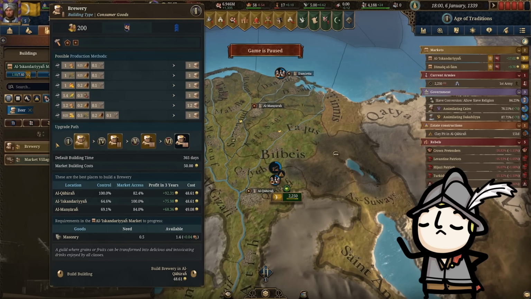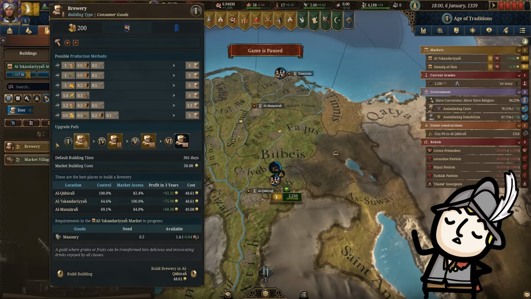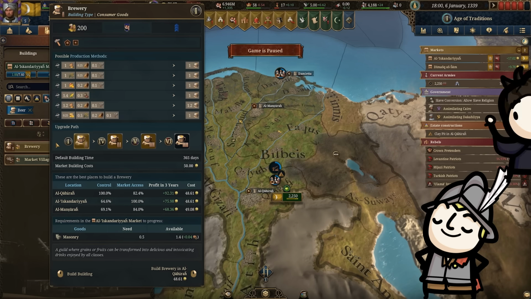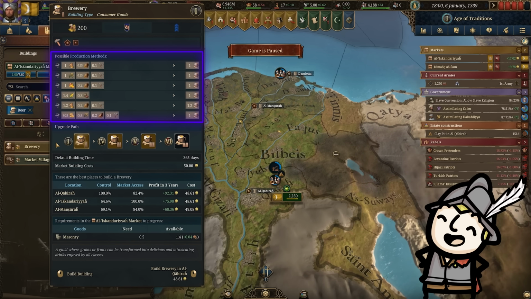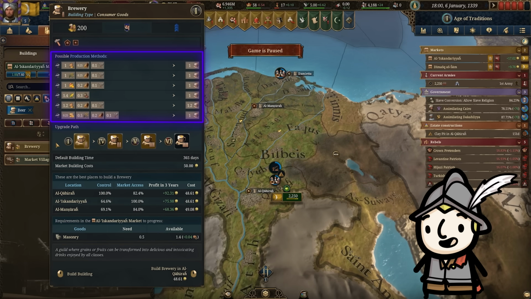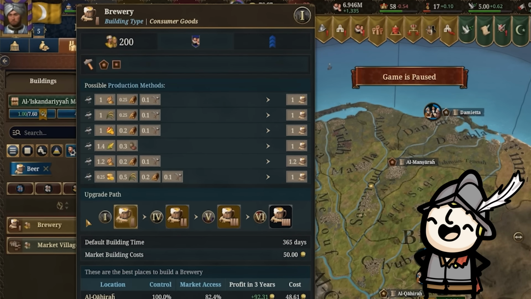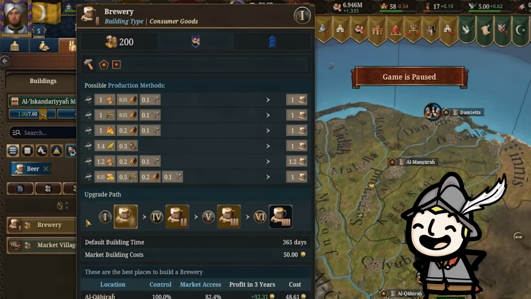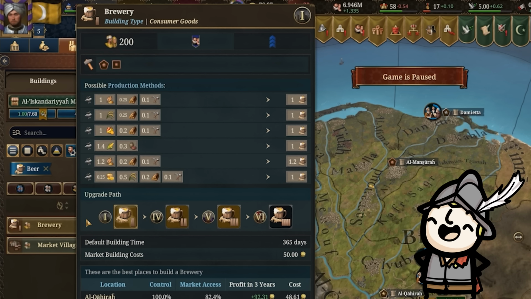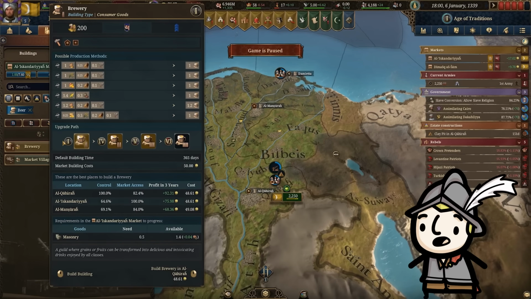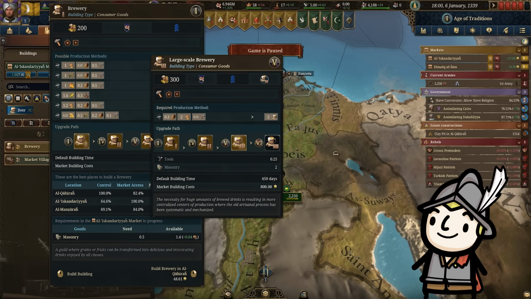While we're on the brewery, why don't we take a look at the tooltip for this building? You'll see a similar tooltip for all buildings. This section right here represents your different production methods. Production methods are different ways that you can produce an output with different inputs. So on the left here, you can see that we're using different inputs to get a similar output. These can all be manually selected, or you can let the AI choose which one is most efficient for you. We can also see its upgrade path as we progress through the game, and the different production methods available for the upgraded buildings.